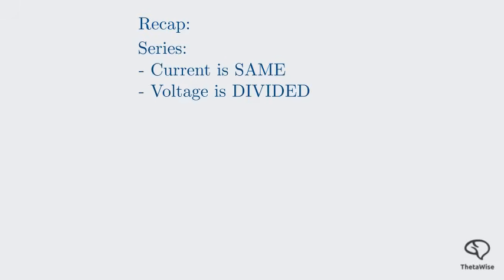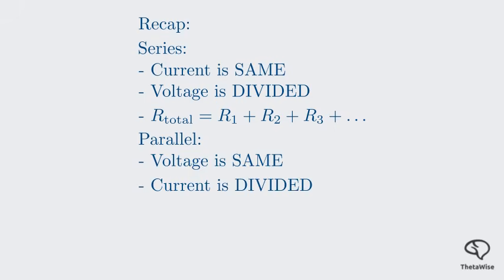Let's quickly recap what we've covered today. We started with three main ways to connect resistors. We learned that in a series circuit, current is the same everywhere, but voltage is divided. The total resistance is the sum of the individual resistances. In a parallel circuit, voltage is the same across each resistor, but the total current is divided among the branches. Total resistance is found by adding the reciprocals.